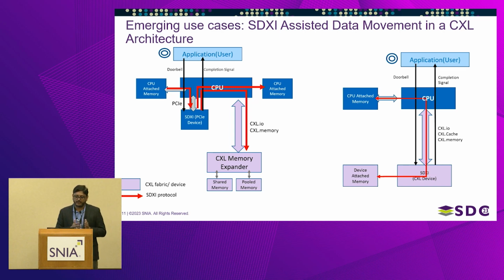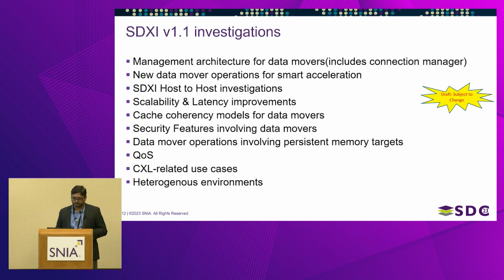So SDXI works with any memory that is part of the system physical address space. So if you were trying to move data from CPU attached memory to another region of CPU attached memory, you can do the same thing between a CPU attached memory and a memory expanded using CXL. The picture on the right shows where an SDXI device is potentially an actual CXL device. And so now the CXL device itself may have memory. So an SDXI construct can be used for moving data between CPU attached memory and device attached memory. So all of this is part of the emerging use cases where data movement can be augmented with an SDXI enabled architecture.